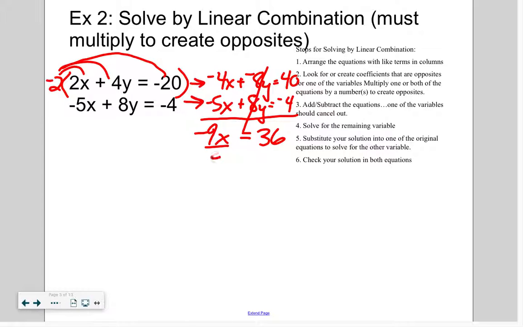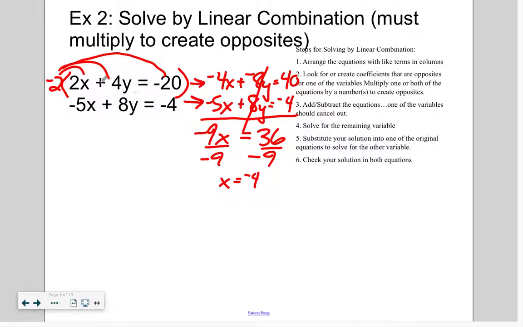So I can solve for the remaining variable. Oops, divide by negative 9. So x equals negative 4. Now that I know what one of the variables is, I'm going to substitute that value in for that variable into one of the original equations and solve for the other variable.